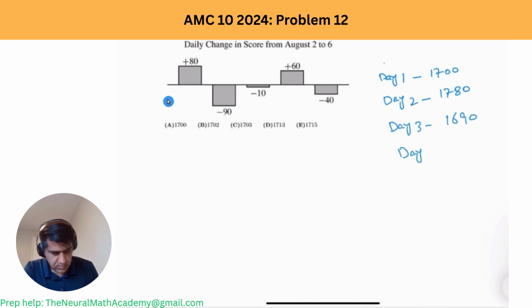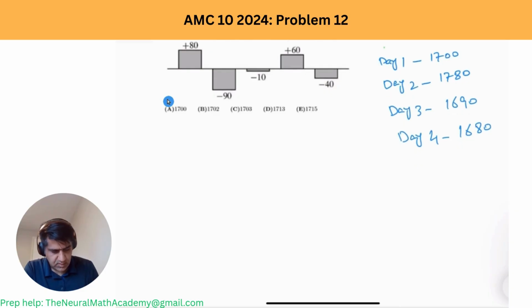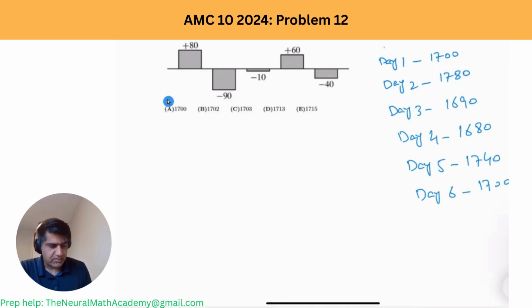Then day 4 score, if we calculate, that would be 1680. And then day 5 score, now we are adding 60, so it is becoming 1740. And then we have day 6, so that score is dropping 40 again, so it's going back to 1700, right? And now we have to take the average, so we basically simply sum these days up and see what is the average.